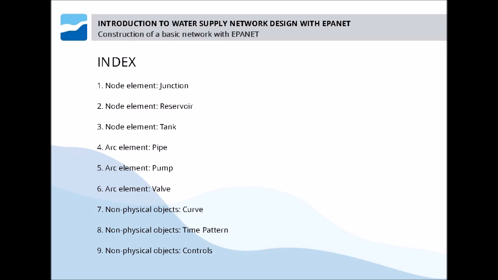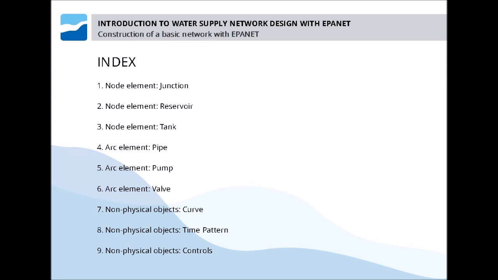Amongst the physical objects, we can find node elements, such as junctions and reservoirs, which are water supply sources to the system, or tanks, which are intermediate storage facilities. Also amongst physical objects, there are arc-type elements, such as pipes and conducts, pumps, which are elevations, and valves.